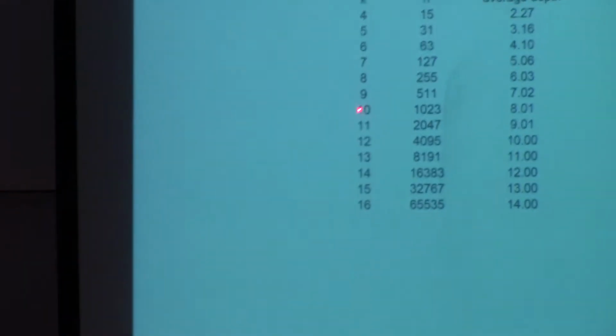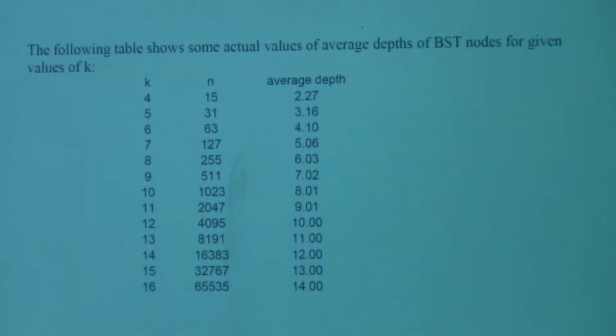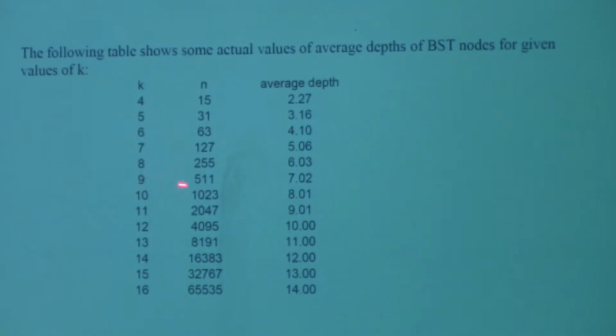So if you look at 10, how many nodes are in the tree which has a height of 9? Well, 511. But in order to get to the height of 10, I have to add how many nodes? How many more is this than this? 512. So that means that 50% of the nodes are at the deepest possible level. Okay? So it's very, very interesting.